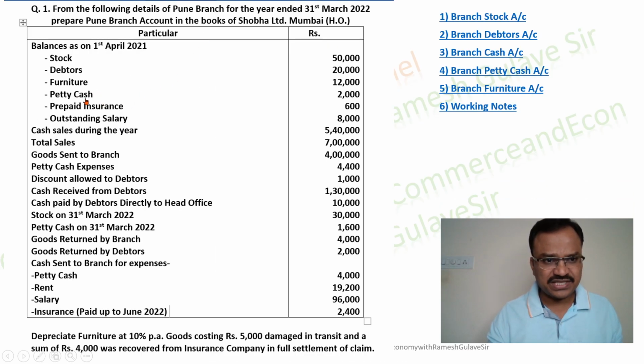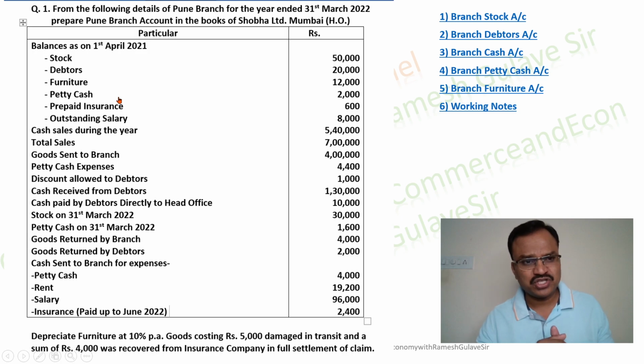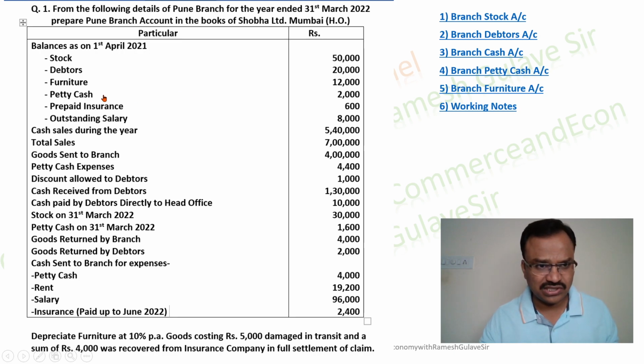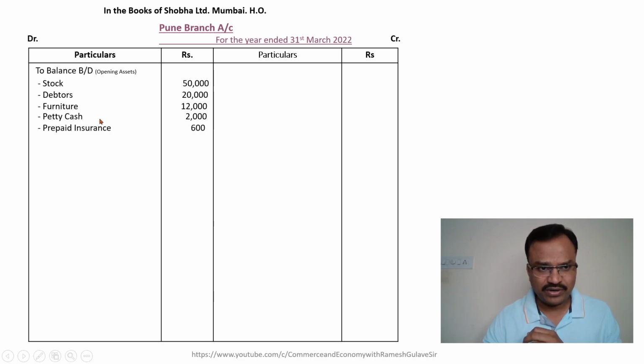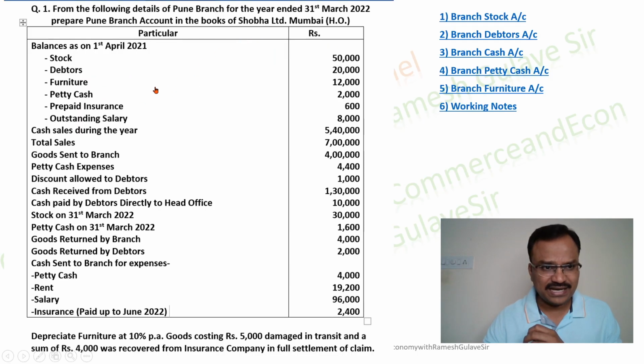Next, petty cash, prepaid insurance. These both are also assets, because petty cash is the balance of cash which is kept with the branch to meet small expenses, and prepaid insurance is expenses which are paid in advance. So prepaid insurance is also an asset. So here petty cash in the opening balance of assets, and next one is prepaid insurance, right? Now see, here we have recorded the opening assets.